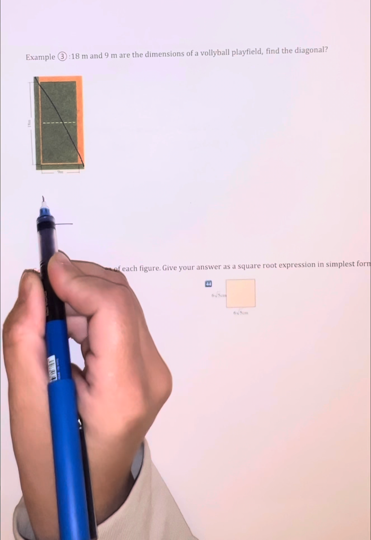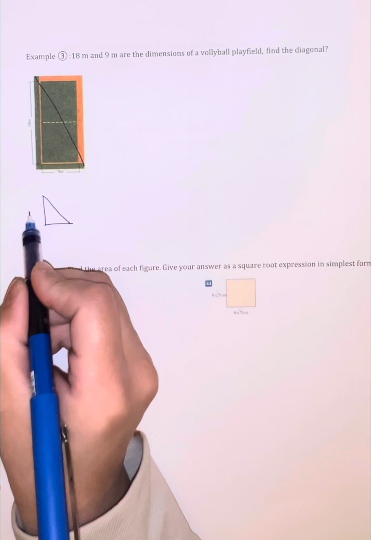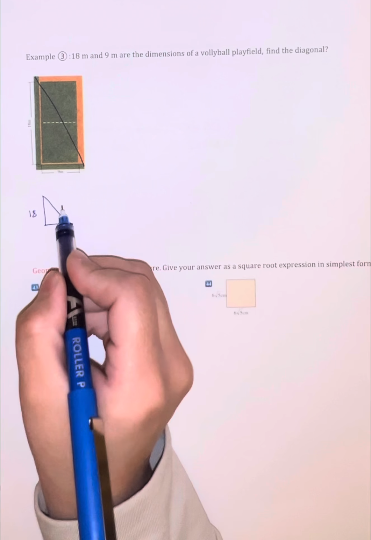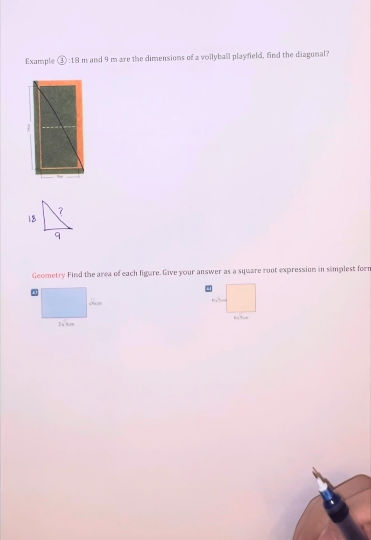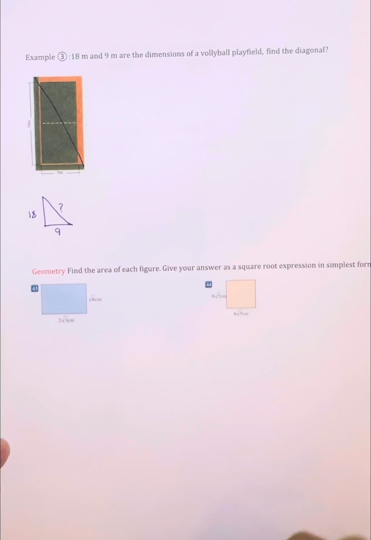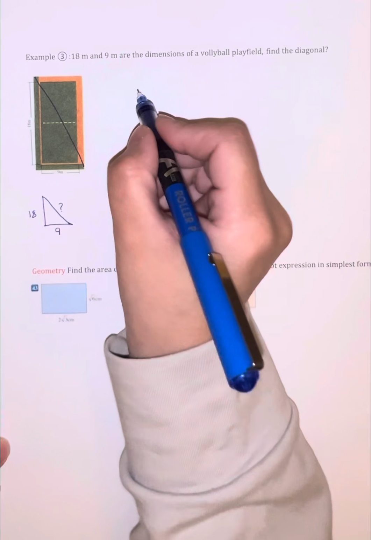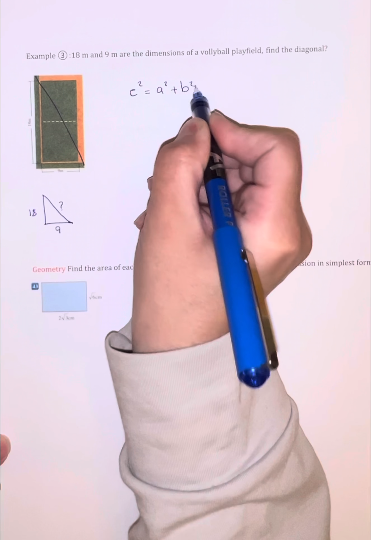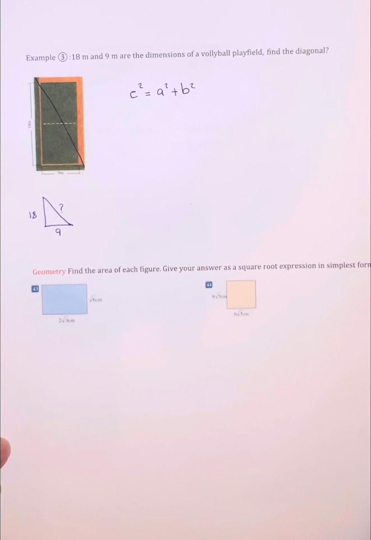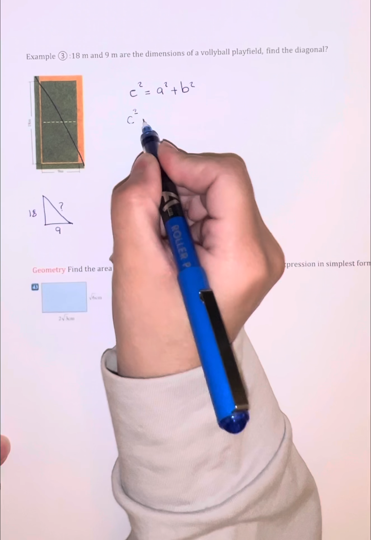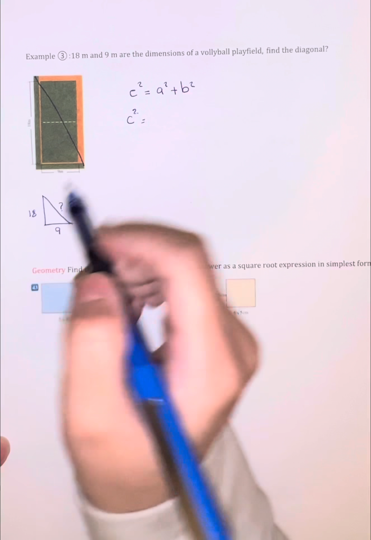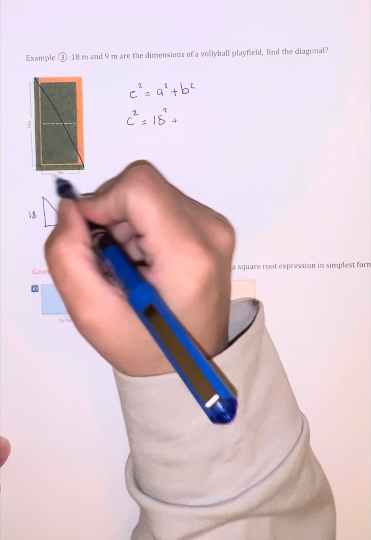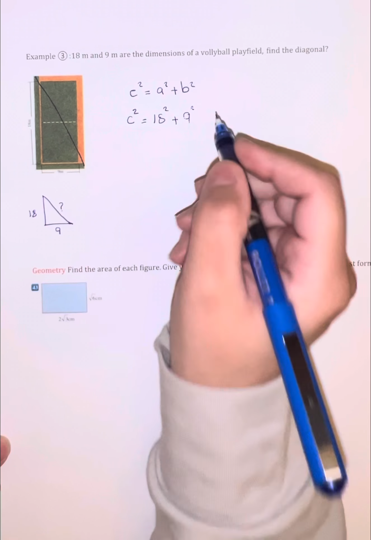As you see, if we draw a diagonal, we get a right triangle, okay? Here we have 18, the height, the base is 9, and the hypotenuse is unknown. So we can use the Pythagorean theorem for this question. C squared equals A squared plus B squared. This is the Pythagorean theorem, okay? C squared is unknown, I will write it as it is. The height is 18 to the power of 2 plus B, the base, is 9 to the power of 2.